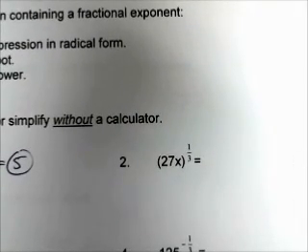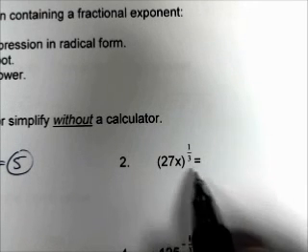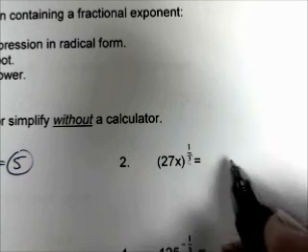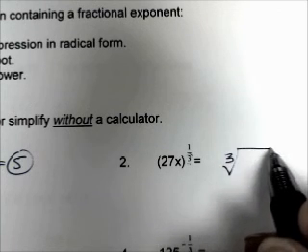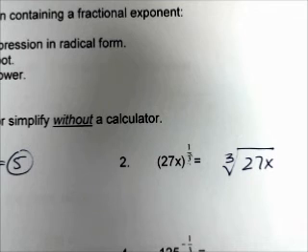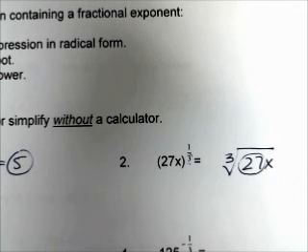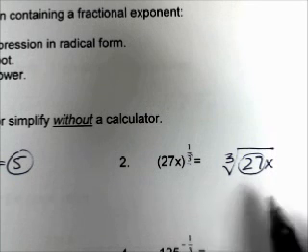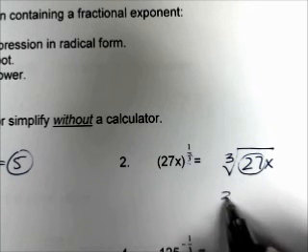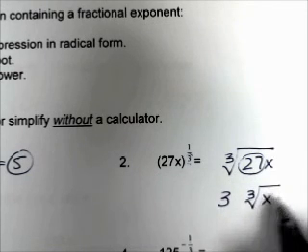Number 2, 27x raised to the 1/3. This is the root, so this is equivalent to the cube root of 27x. And we know that 27 is a perfect cube, we'll circle that, and out comes its cube root. The cube root of 27 is 3, so that's 3, and the cube root of x remains.